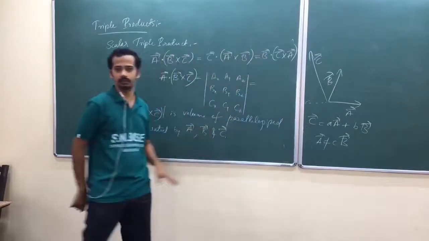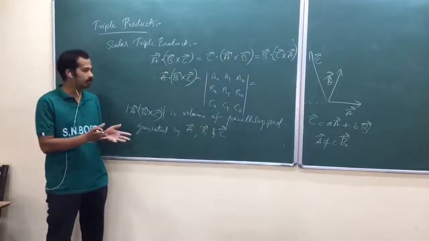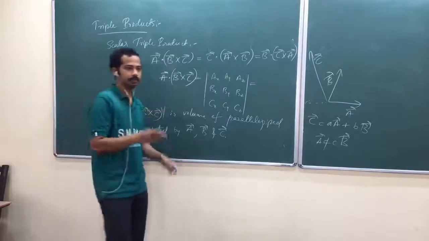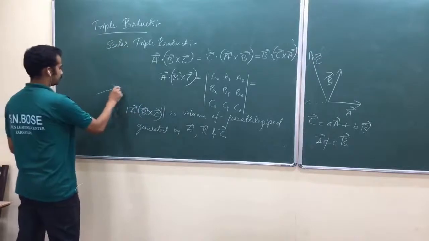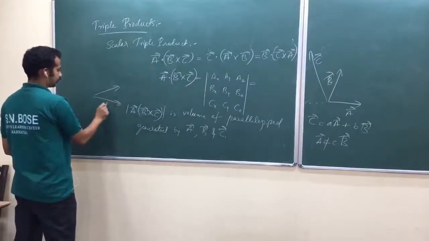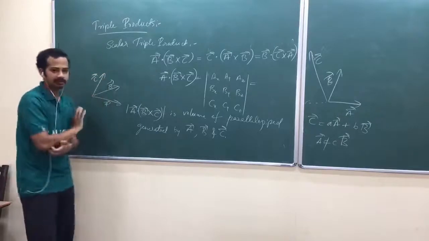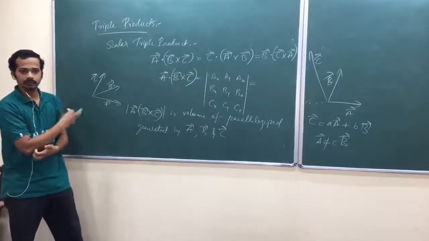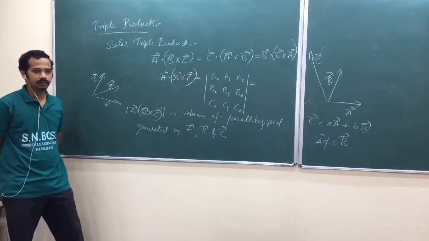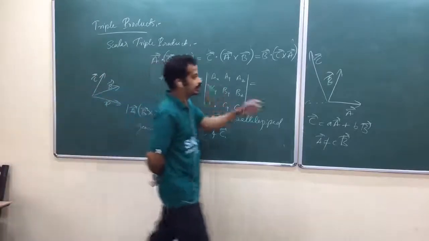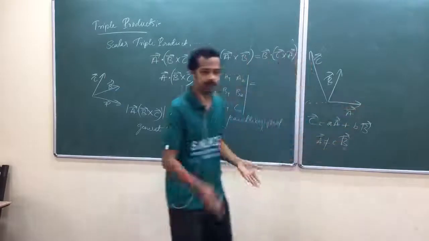If that is non-zero, that means they are forming a volume. Am I right? Volume of the parallelepiped. So suppose vector A is like this, vector B is like this. Vector C will not be in this plane. Then look here, they are linearly independent. There is no way of writing C as a linear combination of A and B. If you make a linear combination of A and B, you will get a vector in that plane.